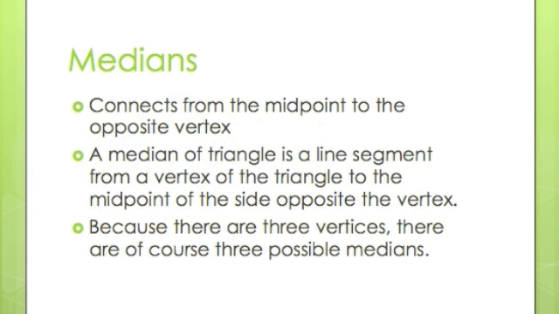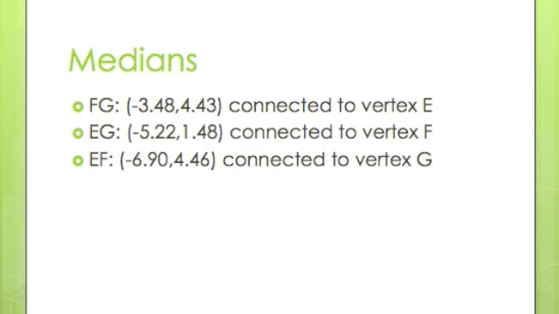The medians. Connect from the midpoint to the opposite vertex. A median of a triangle is a line segment from a vertex of the triangle to the midpoint of the side opposite the vertex. Because there are 3 vertices, there are of course 3 possible medians. The medians are as followed. Notice that they have the same information as the altitudes.